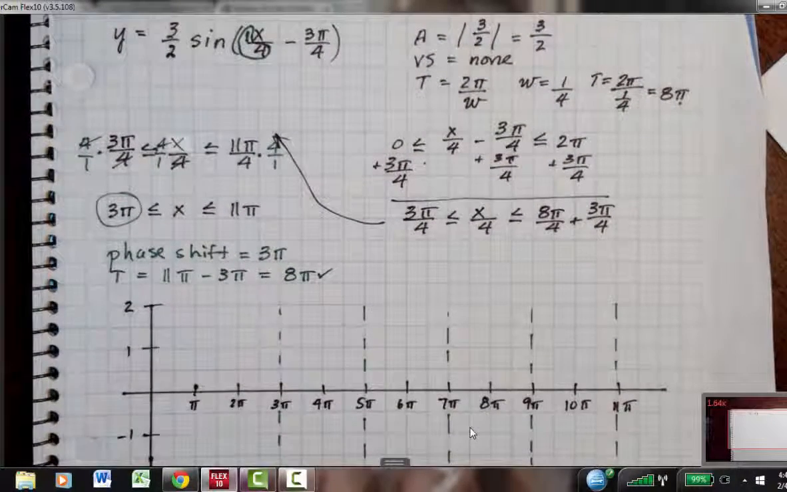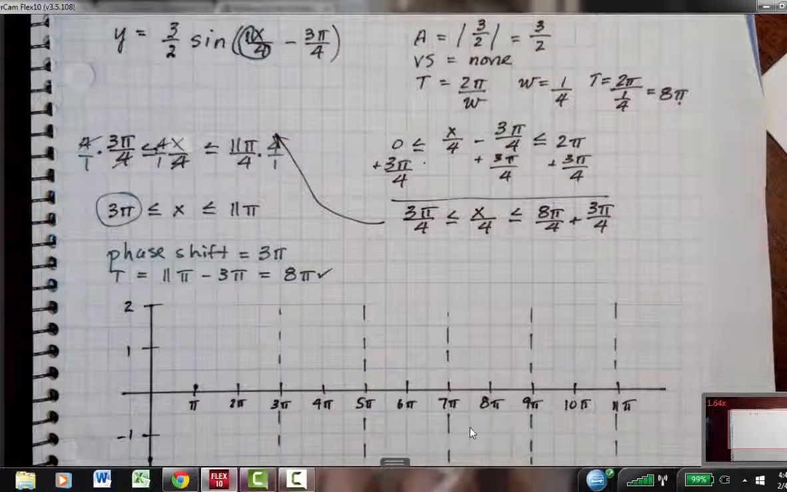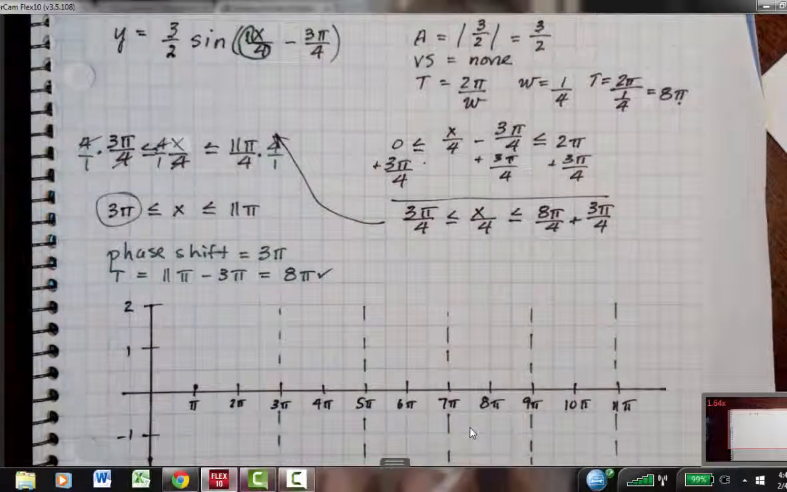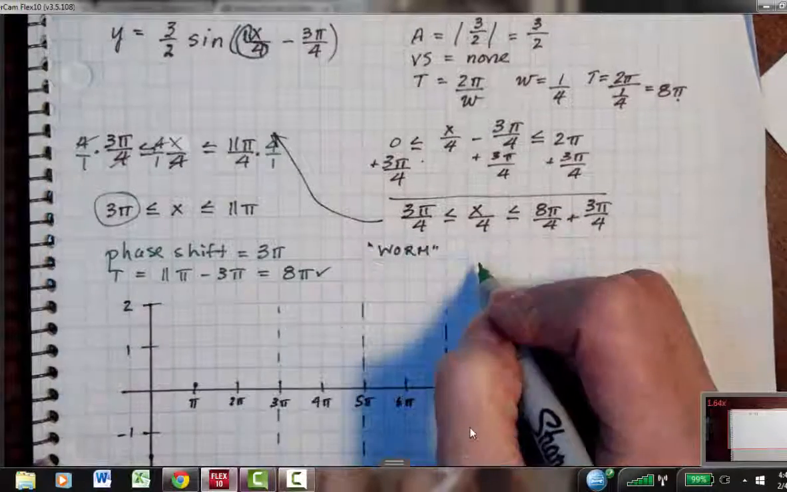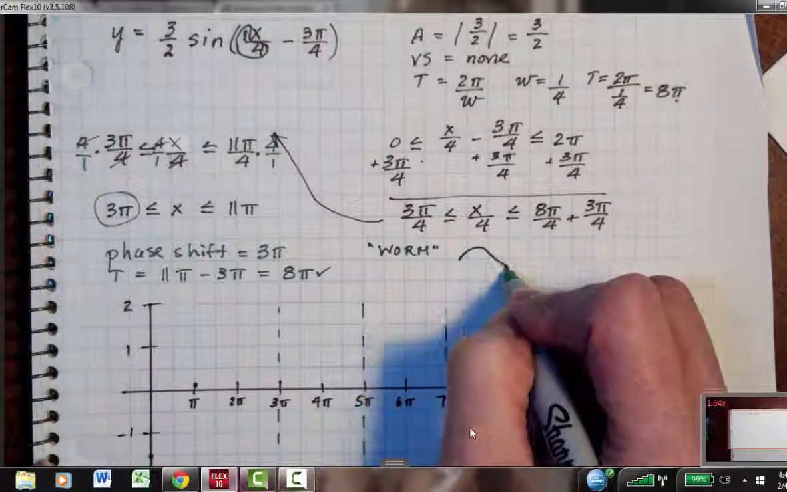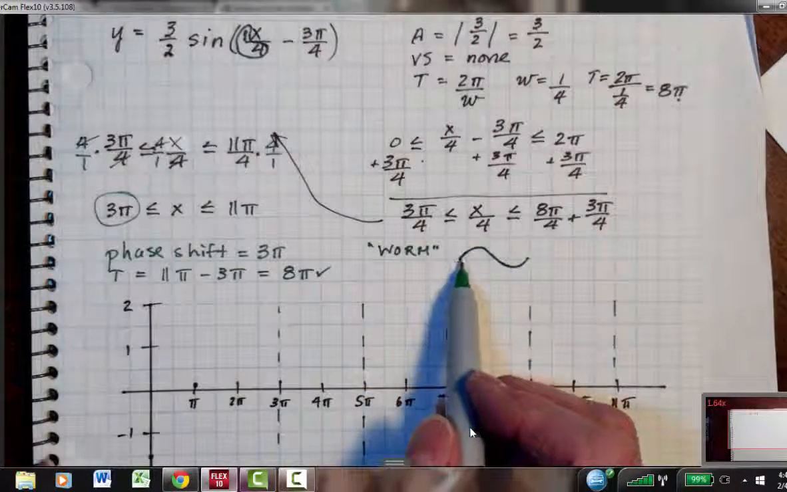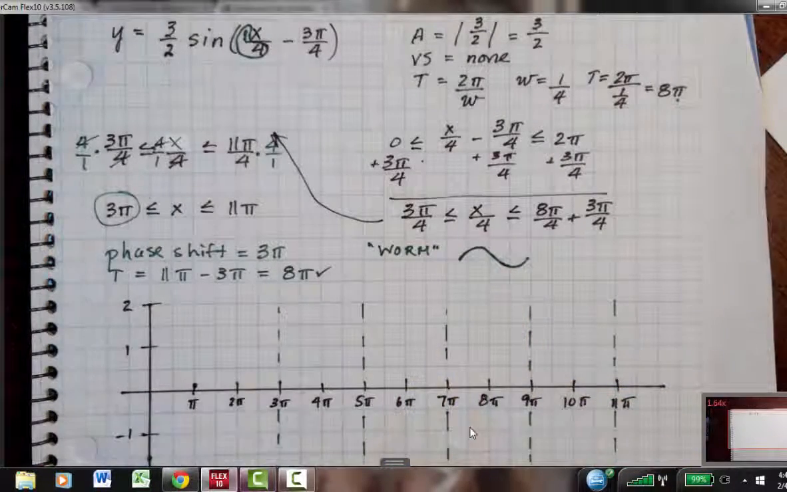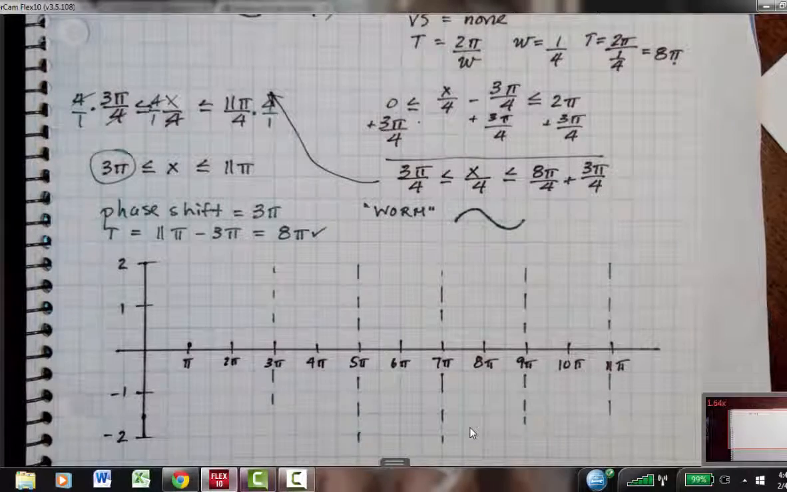I'm going to go ahead and graph this now, and I'm going to be starting, since we're talking about sine, our general appearance of this is going to look like a worm, and the worm looks something like this. So that means I start at a 0, I end at a 0, and I have a 0 in the middle of my cycle. So at the beginning of my cycle, I'm going to be at 0.